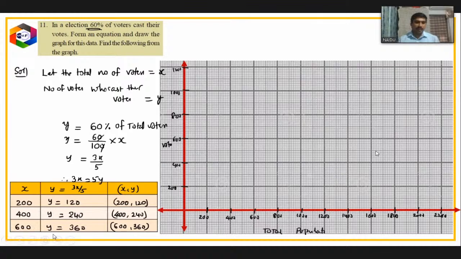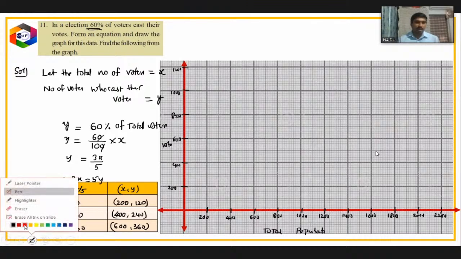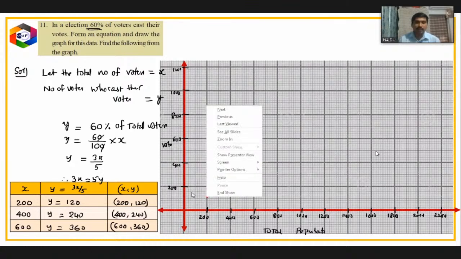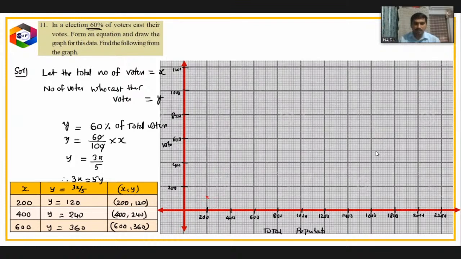I think, children, till now it is clear for you. Now I am going to plot the points. Observe, children, 200 and 120. Here where will be 120? Since 10 lines represent 200, each one represents 20. So the 5th line will be 100 and the 6th line will be 120. Observe clearly, this is the 6th line.